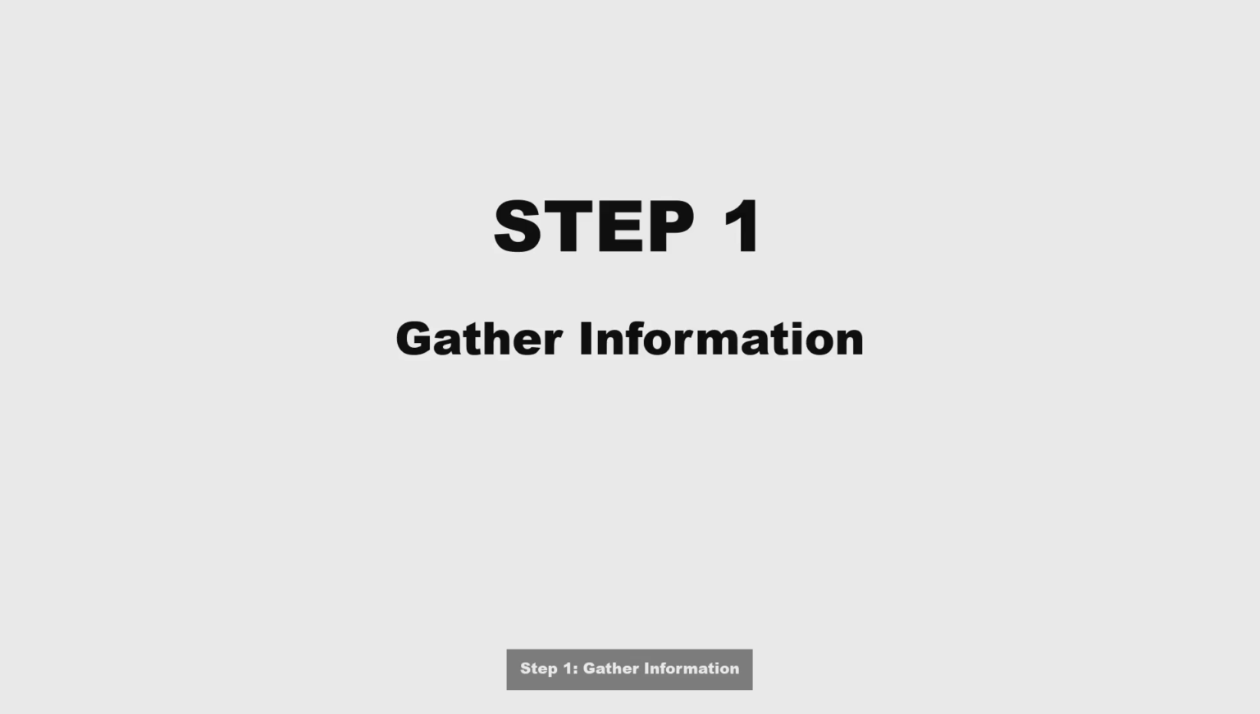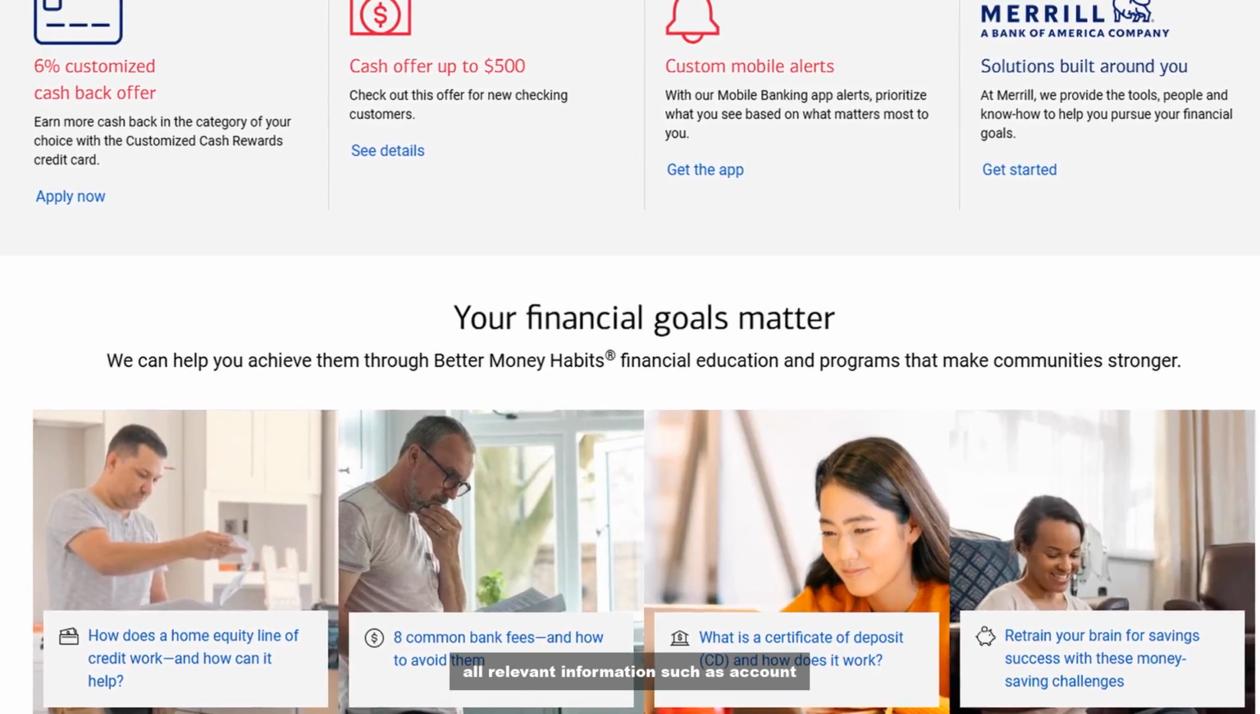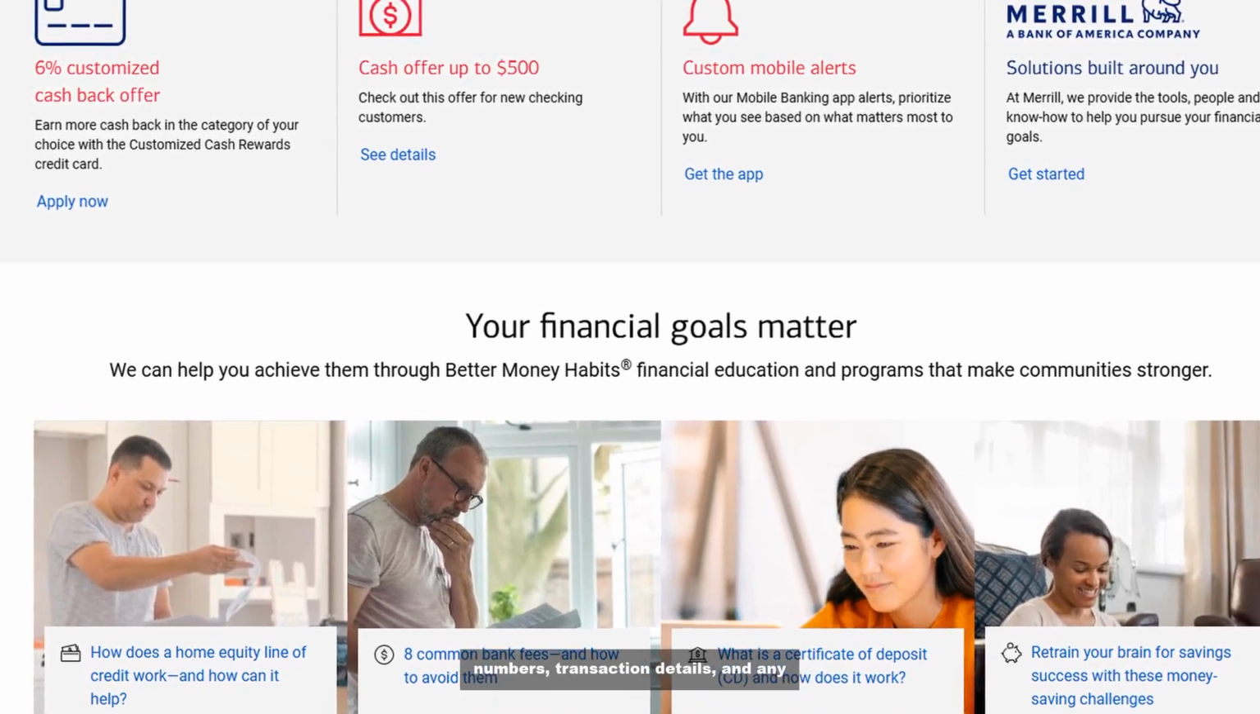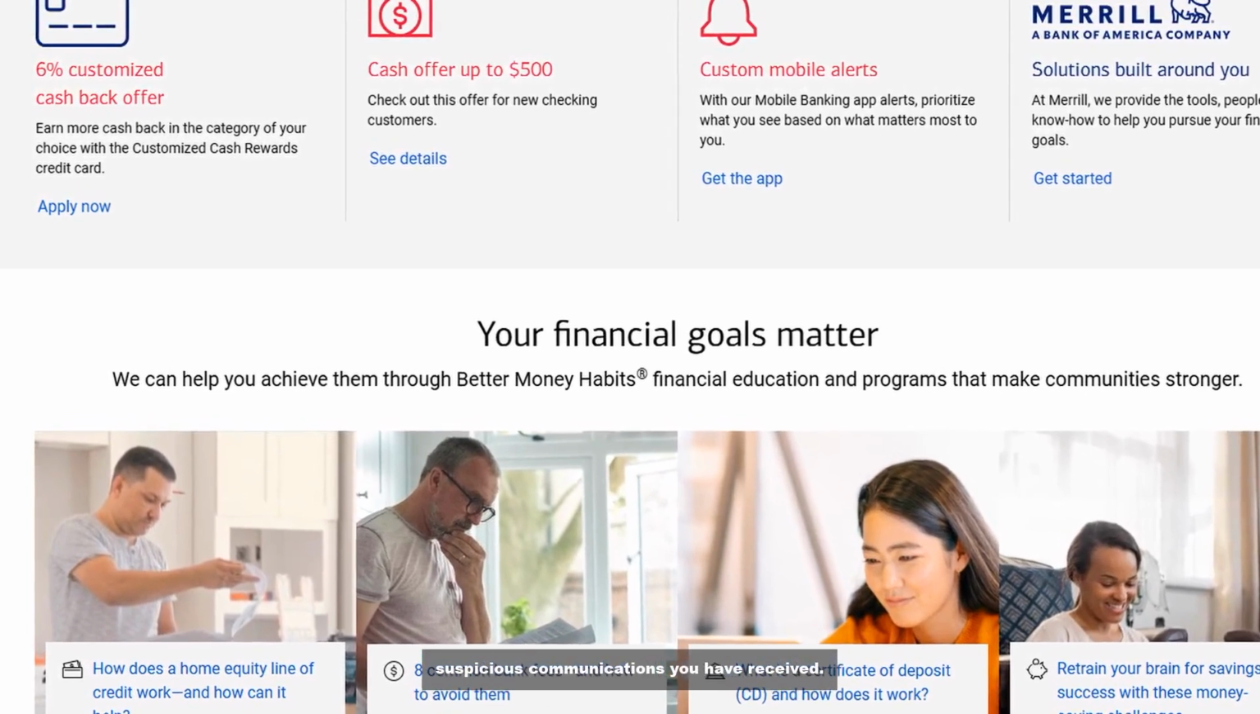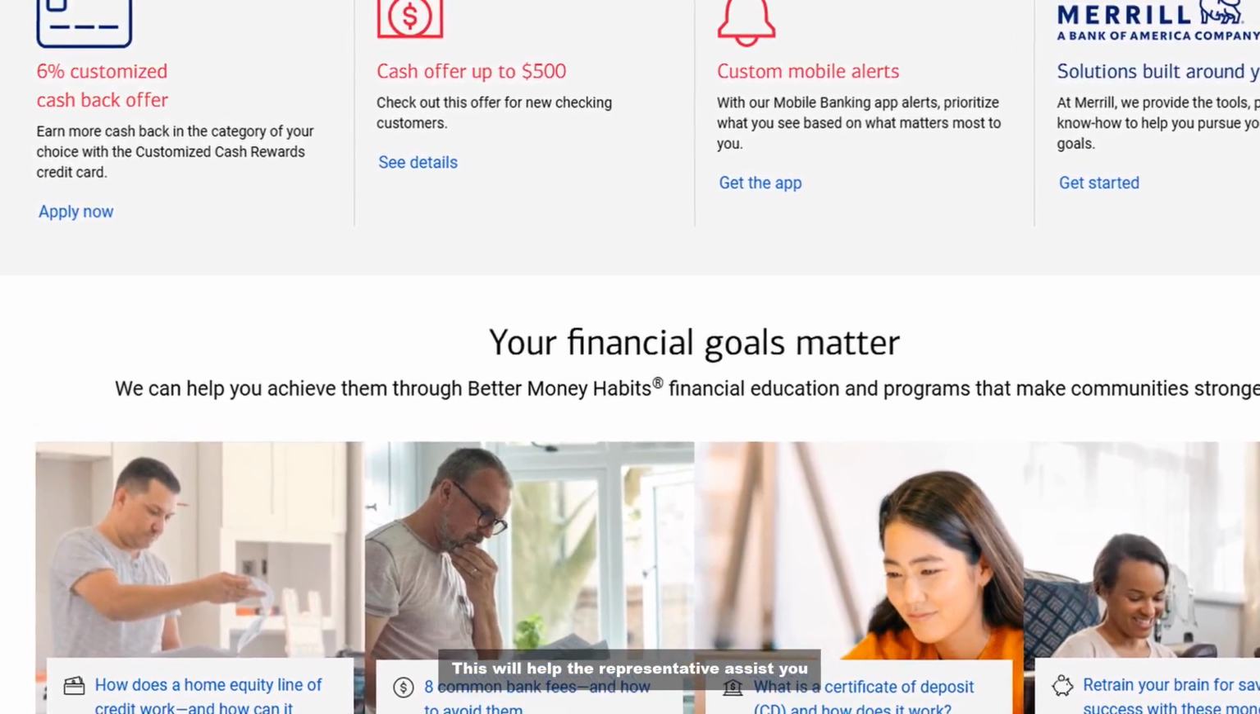Step 1. Gather information. Before contacting Bank of America, collect all relevant information such as account numbers, transaction details, and any suspicious communications you have received. This will help the representative assist you more effectively.